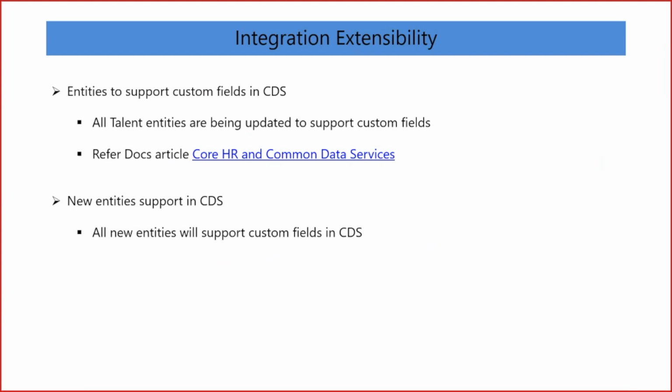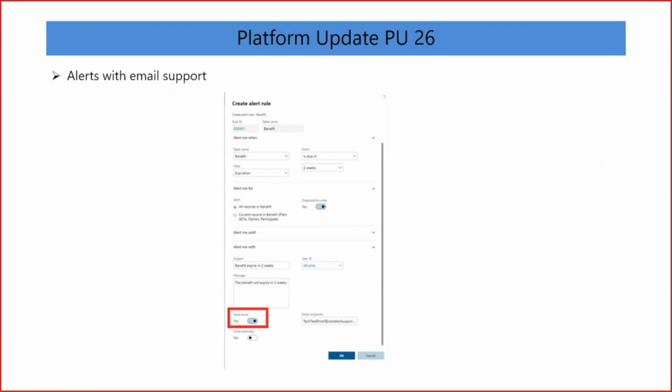So I will move to the next slide, which is around the alerts with email support. From platform update 26, which we shortly call PU26, the ability to send email when you create an alert is possible now. The scenario could be benefits expiring in 2 weeks, and you'd like to have an alert set to you as well as sent to the email. So that's possible now.